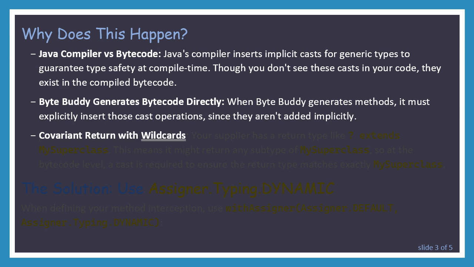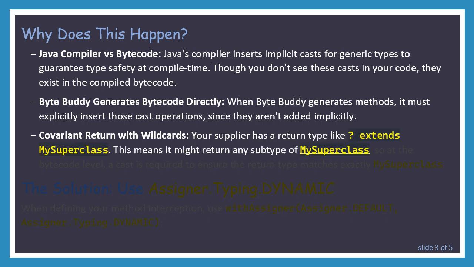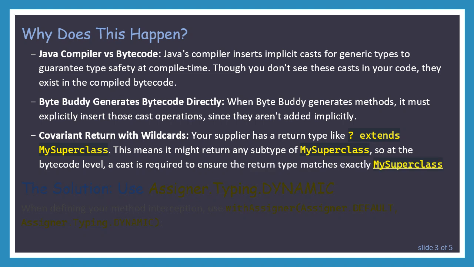Covariant return with wildcards. Your supplier has a return type like ? extends MySuperClass. This means it might return any subtype of MySuperClass, so at the bytecode level, a cast is required to ensure the return type matches exactly MySuperClass.